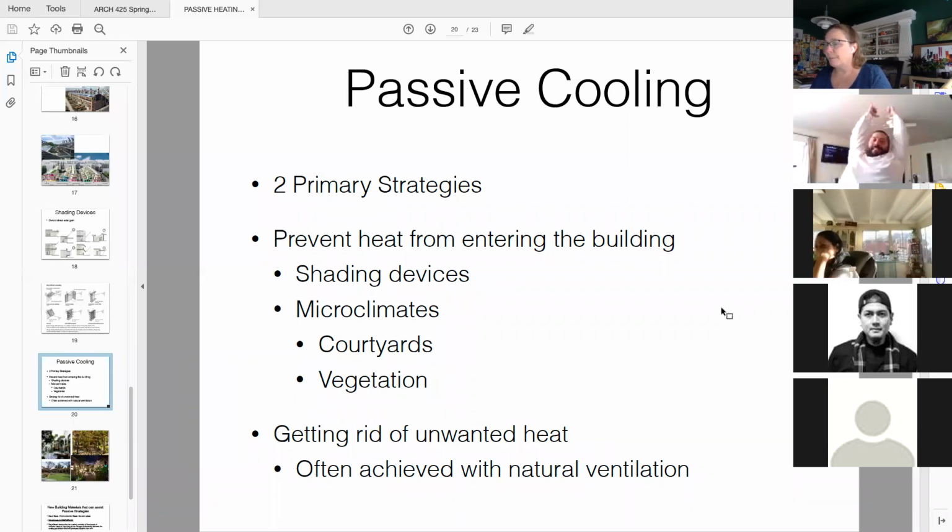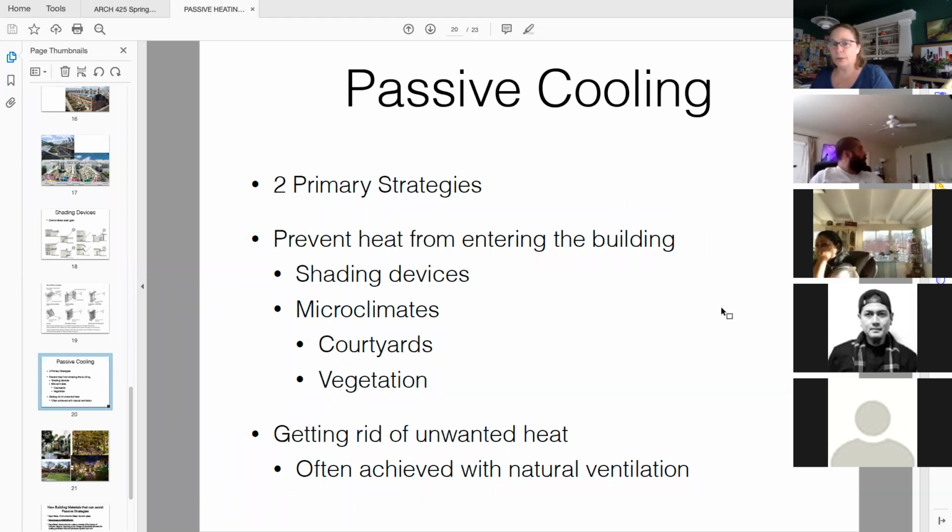Cooling, however, because humidity is a factor of cooling, there's two strategies, but keep in mind that humidity is also a factor when you get into passive cooling systems. Okay, so this slide says, two primary approaches to passive cooling.